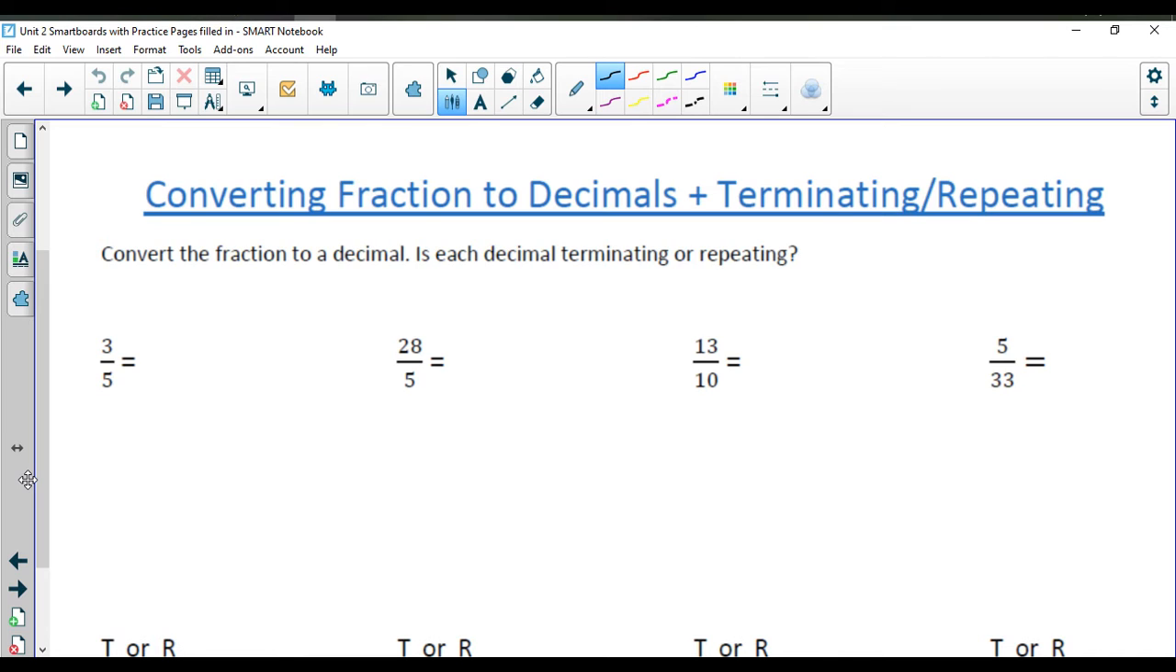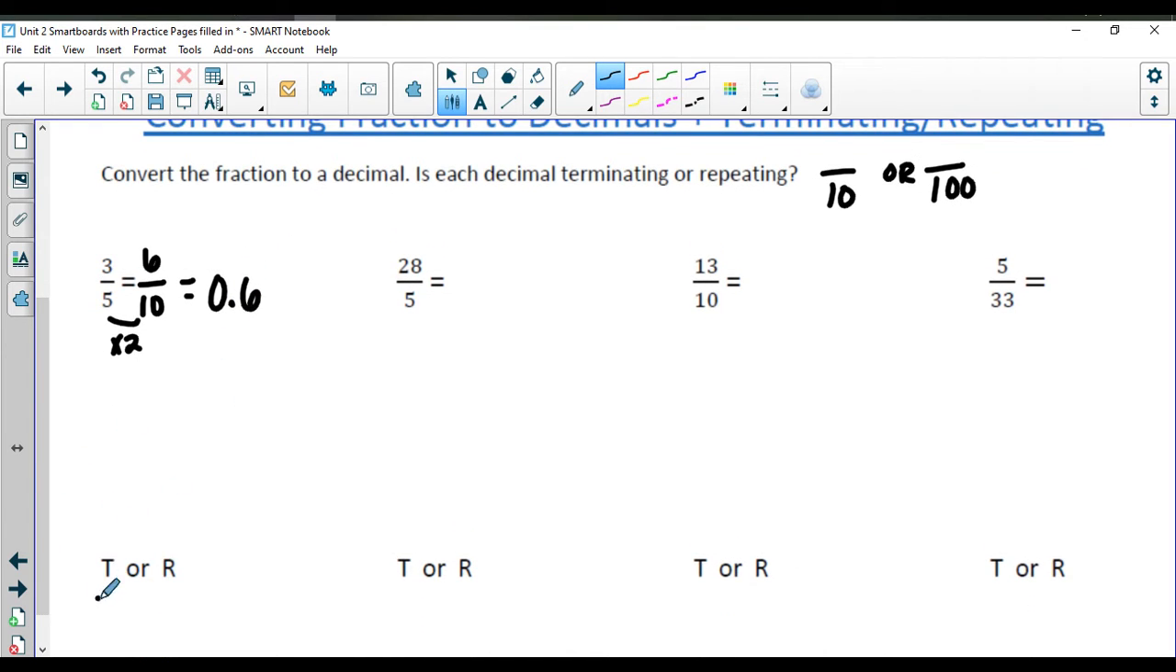I'm going to go ahead and use the strategy that we're going to avoid long division if at all possible. So I am going to always work to either change the denominator to a 10 if I can, because then I'm talking about tenths, or to change the denominator to a 100 if I can. So this one I can really quickly change the denominator to a 10 by multiplying by 2. So I'm going to multiply 3 times 2, which will give me 6. So 6 tenths would be written as 0.6. So 6 tenths does terminate because that just ends right there.